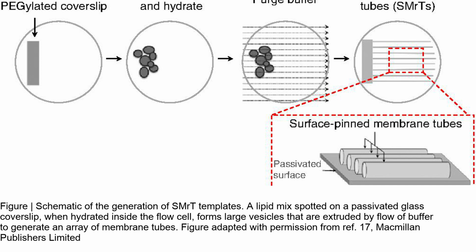The significance of Figure 1 in the paper is that it provides a visual representation of the process used to generate SMrT templates, which are important for studying membrane curvature and the binding of proteins. The figure highlights the key steps in the process and the materials involved, serving as a guide for researchers interested in using this assay system.